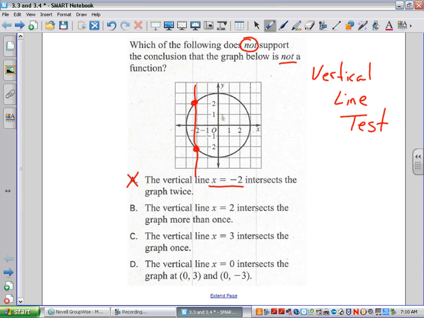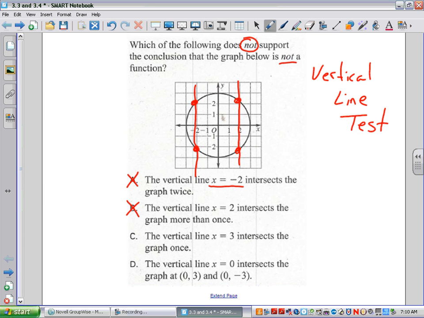Choice B. The vertical line x equals +2 intersects the graph more than once. Well, +2 would be this line right here. And I'll highlight the 2 places that it intersects. So that vertical line proves or shows that the circle is not a function. But again, I'm looking for the one that does not show. So it's not B.